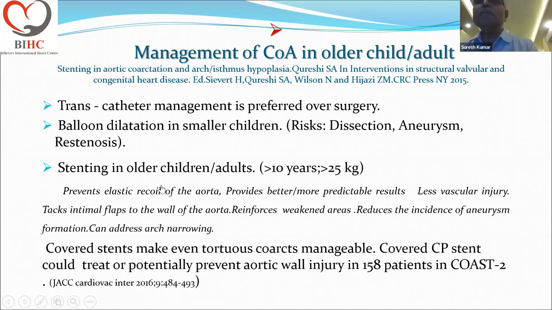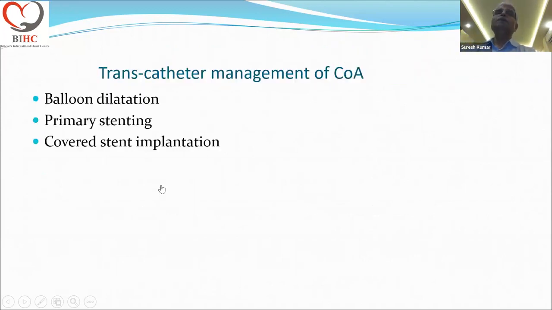It's possible to address arch narrowing by stenting the arch, and covered stents make even tortuous coarcs manageable. A covered CP stent could treat or potentially prevent aortic wall injury in 158 patients in the American COAST 2 trial. So the transcatheter management options are balloon dilatation, primary stenting, and covered stent.